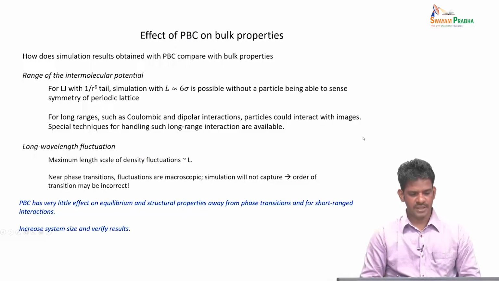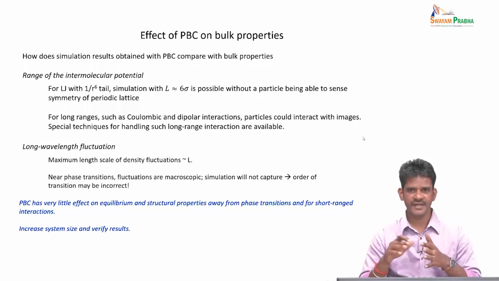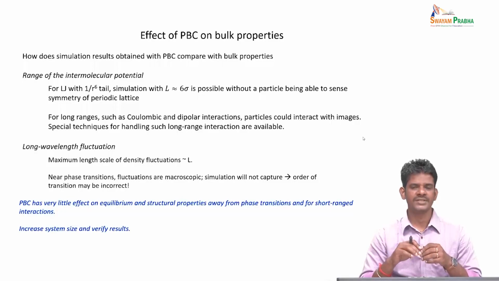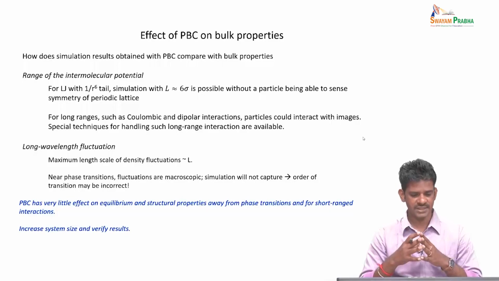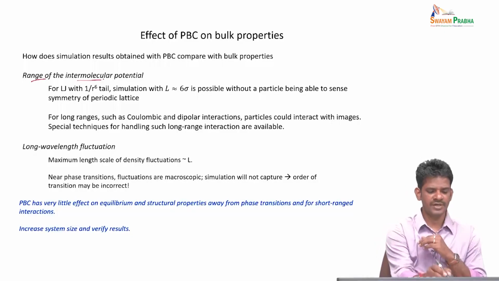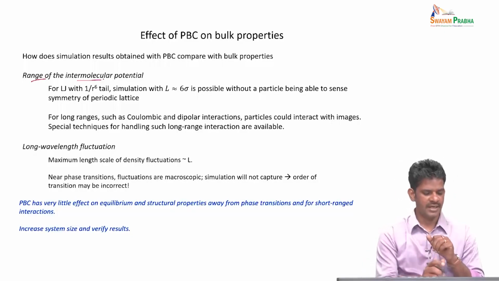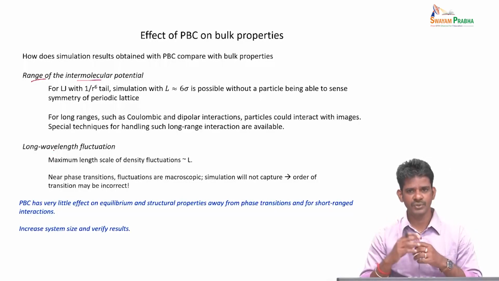Now the question is, to what extent will this periodic boundary condition, which we have introduced to eliminate surface effects or wall presence, affect the bulk properties? That's a very important question to ask, and the answer depends on two things. One is the range of the intermolecular potential that we are using, and the other is the physical phenomenon that we want to predict.